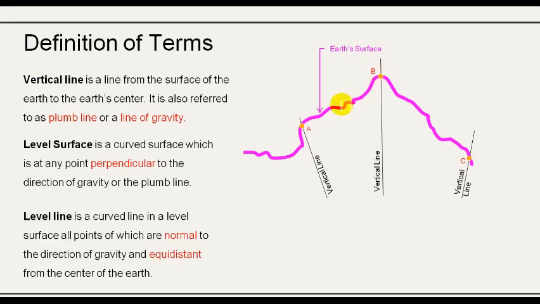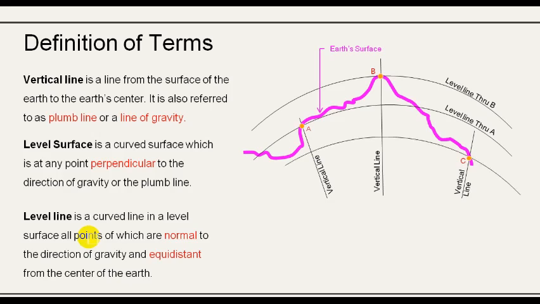Next is the level line. It's a curved line in the level surface wherein all points of which are normal or perpendicular to the direction of gravity. And also, all points in level line are equidistant from the center of the earth. So, for point A, this is the level line through A, and for point B, this is level line through B and level line through C.